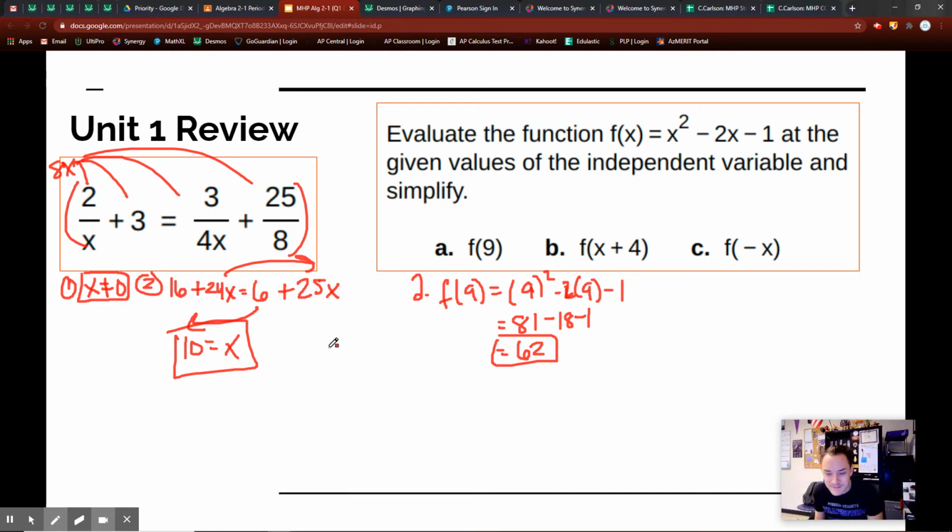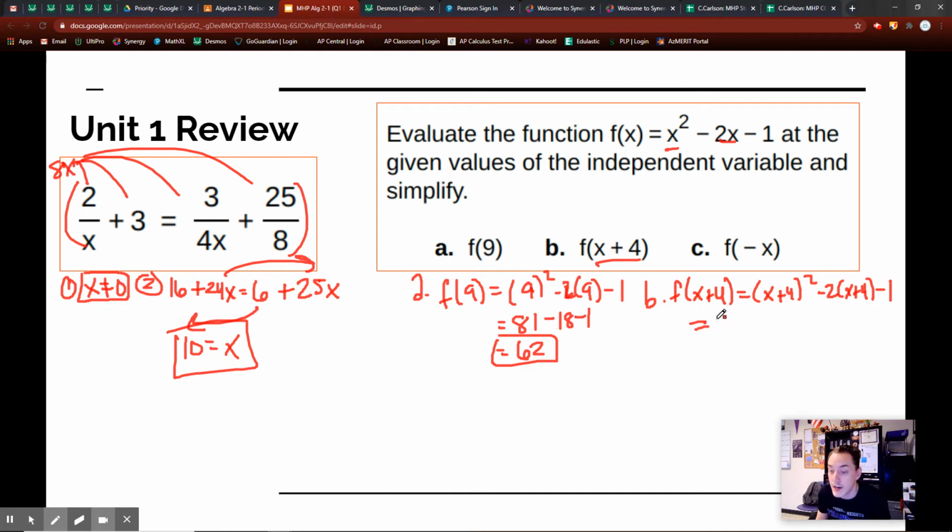Okay. Awesome. So now, B, let's do B right here. So I'm going to plug in x plus 4 right here. So that means f of x plus 4 will look like this. So I have x plus 4 squared. And then I have minus 2 times x plus 4. And then at the end, minus 1. So what does this equal?